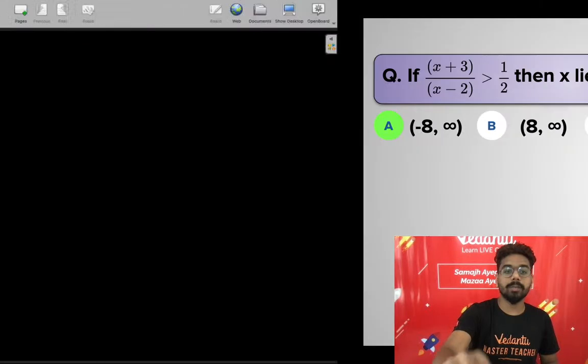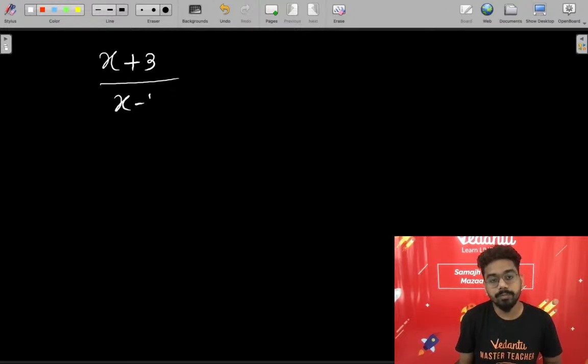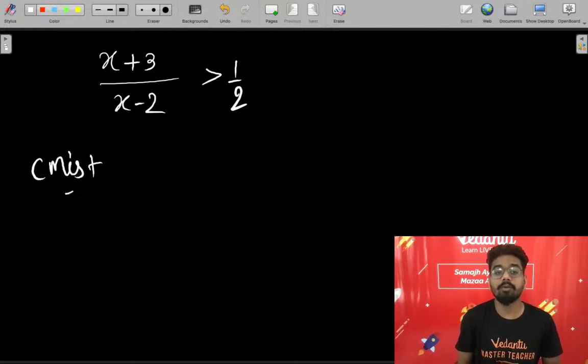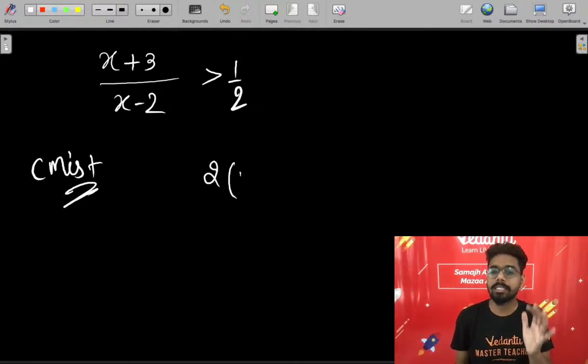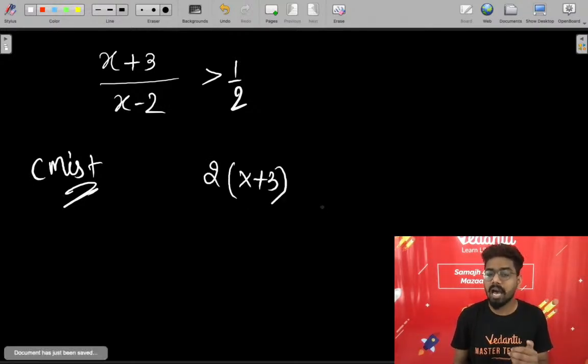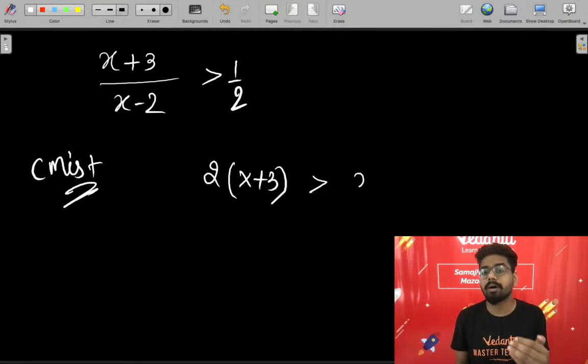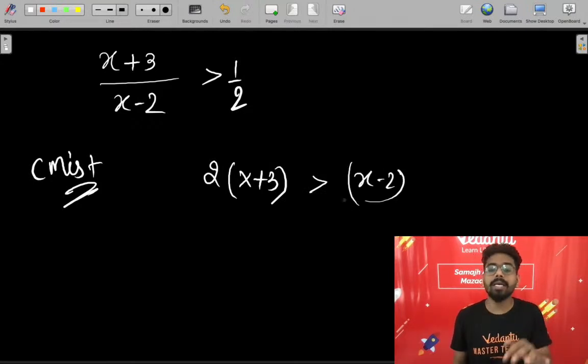(x plus 3) upon (x minus 2) greater than 1 by 2. Read the question. Common mistake, a very common mistake that you might have also made. Let's cross multiply. How many of you honestly had a thought to cross multiply and applied it? You did this. Let's check what the answer will be.